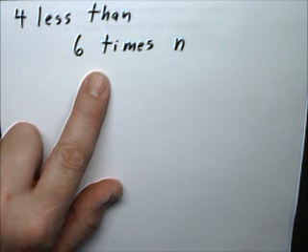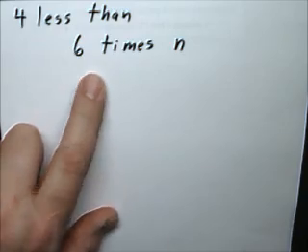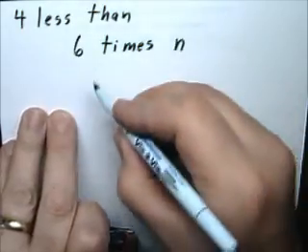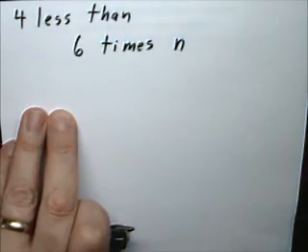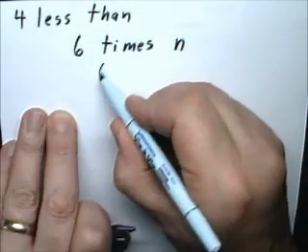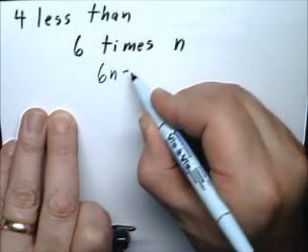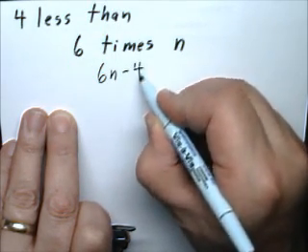6 times n, that's 6 times n. It's multiply. So 6 times n is 6n. So if it's going to be 4 less than 6 times n, this has got to be 6n. And then from that you take away 4.